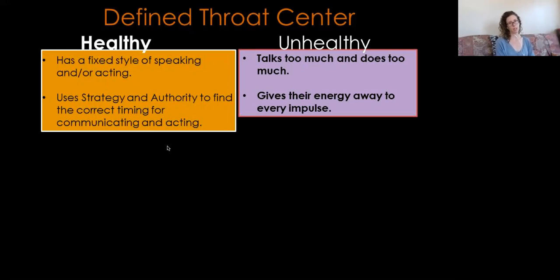And so that's the trick with a direct motor to throat connection. It's kind of hard to hold back, but that's what this is about, learning to keep those words to yourself and not give your energy away to every impulse. That's really, I think, a challenge with having this defined throat.